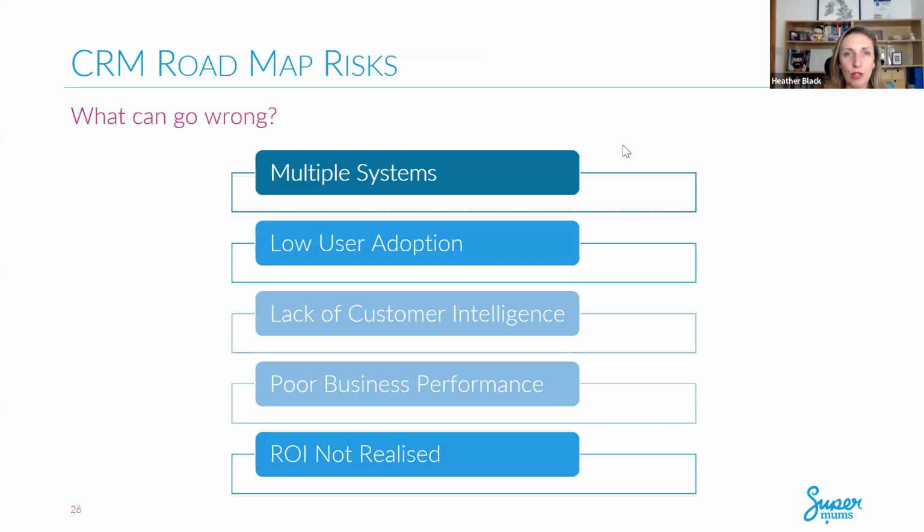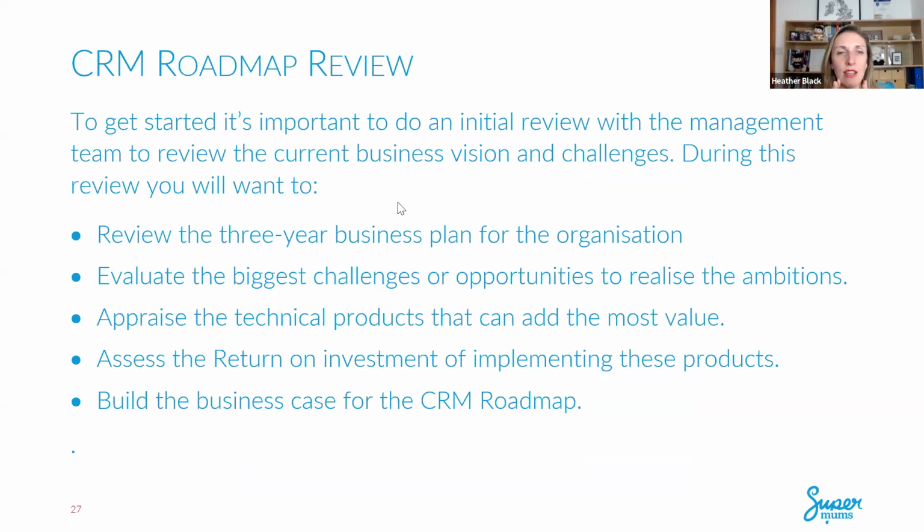Now, if you don't have a CRM roadmap, you are going to end up with multiple systems. If you have multiple systems, go back to that technical audit, you're going to end up with low user adoption, poor customer intelligence, which will lead to poor business performance, and you won't get the ROI that you want. So you want to be integrating, consolidating your systems. And what the key things that I'd recommend when you head into this sort of area is you want to first understand the 3-year business plan for the organization.